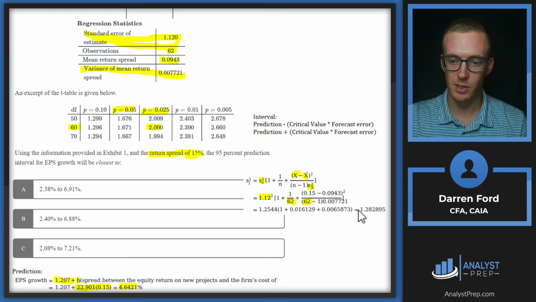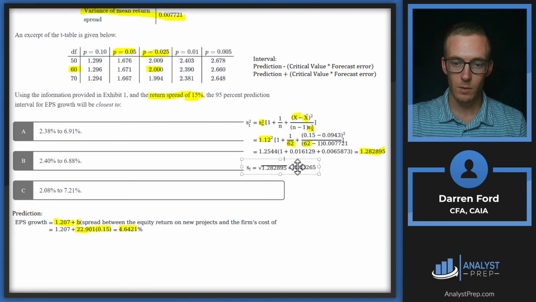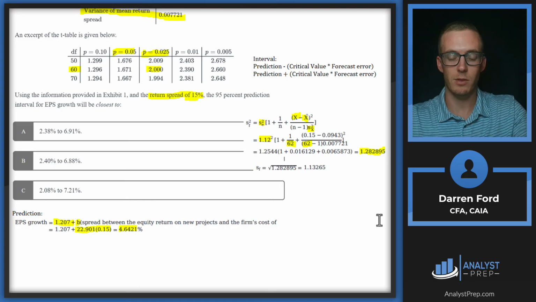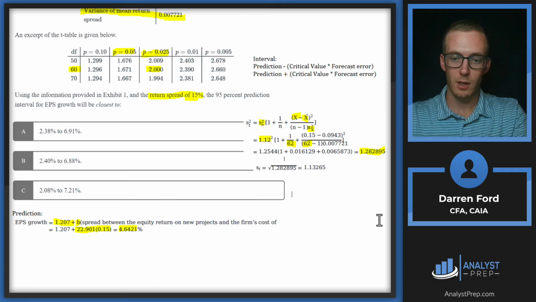So plug all these numbers in, and we get 1.282895. Last thing we need to do there is take the square root to get that 1.13 number. So this is going to be our forecast error. So I'm just going to type this out just so we can go through this one last time together and pull it through.